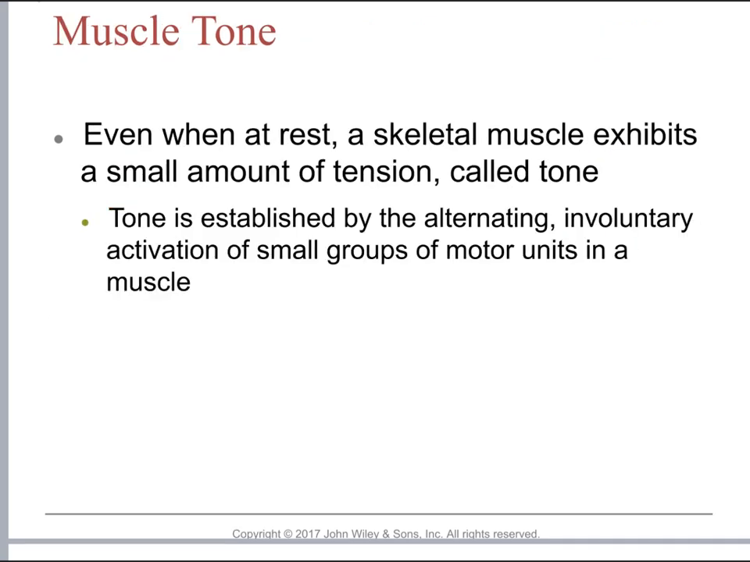The next concept we're going to discuss is muscle tone. Now, even at rest, skeletal muscle exhibits a small amount of tension. This is called tone. Tone is established by the alternating involuntary activation of small groups of motor units in a muscle. So when you look at an actor or actress that is really toned, their muscles are pushing through their skin. This is those small little twitches that are occurring throughout the day that allow for this high level of tone.